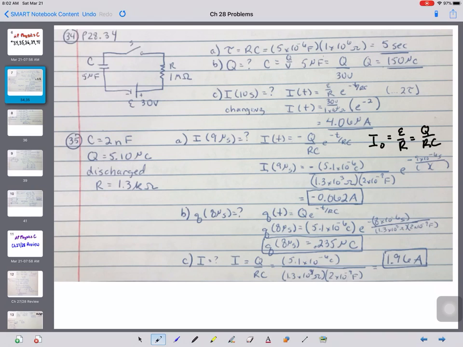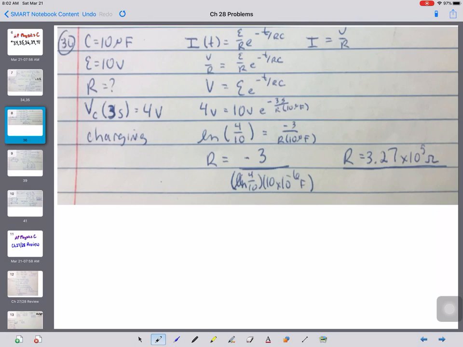Make sure you change your kiloohms into ohms. Part B, the charge. Again, you are discharging the circuit, so you're pulling that equation for the discharging, plugging in values. And then C, that maximum current value, that's a Q over RC that we used back in Part A.